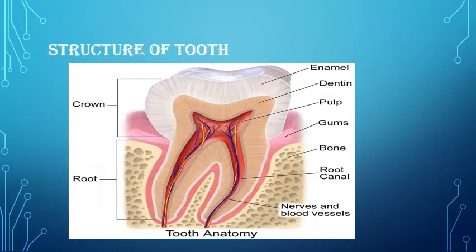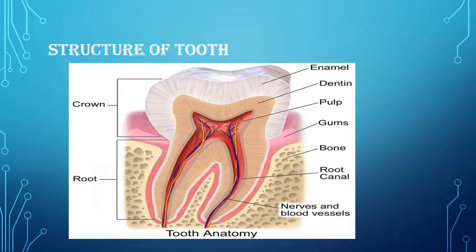So the portion of tooth inside the gum is called the root. Now the third important part, that is neck. The portion just below the crown and just above the root is called neck. The portion between the crown and root is known as neck. So if someone asks what are the main parts of tooth, we will say there are three main parts of tooth. First is crown, second is root and third is neck.